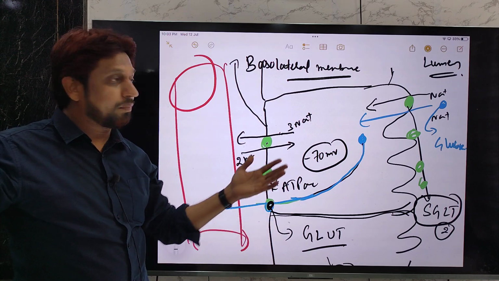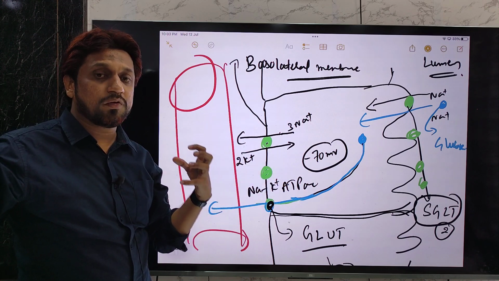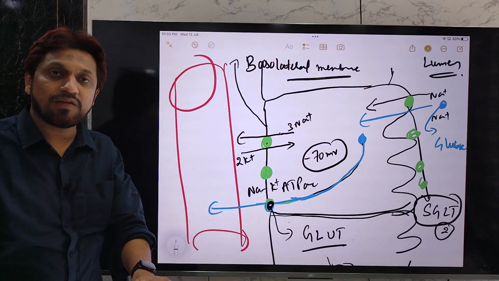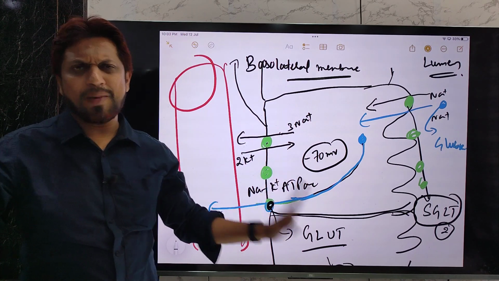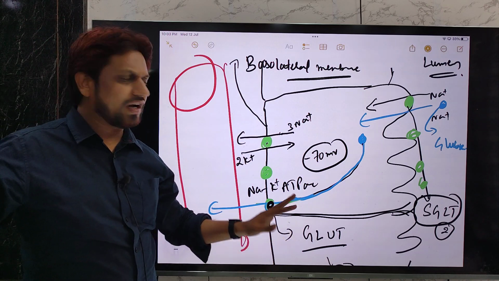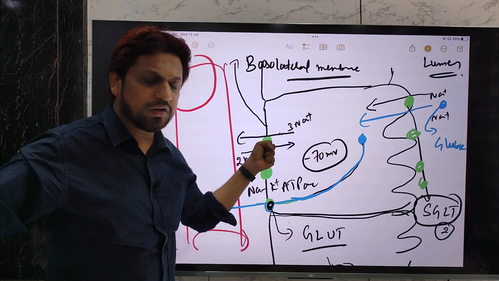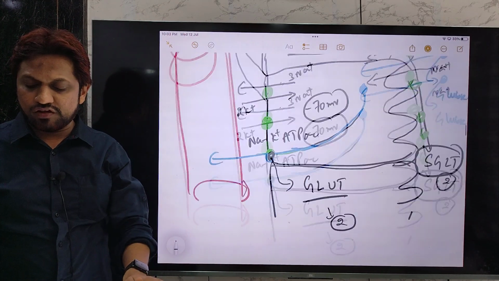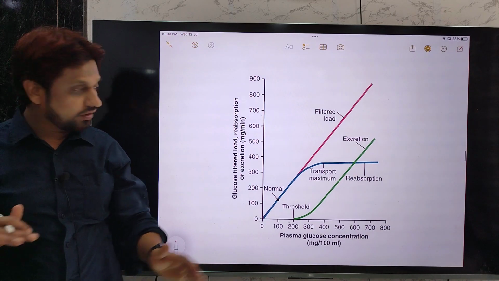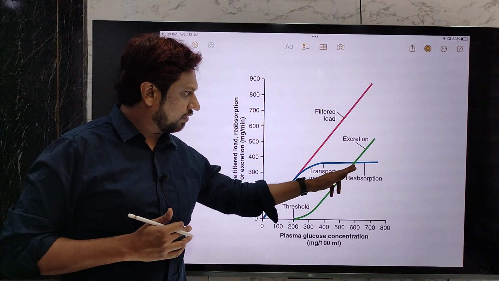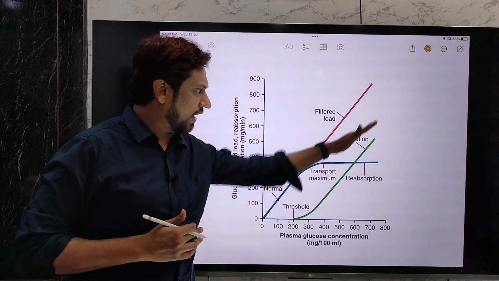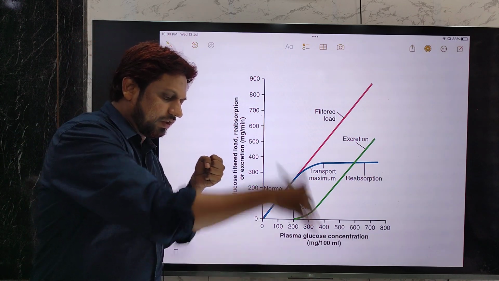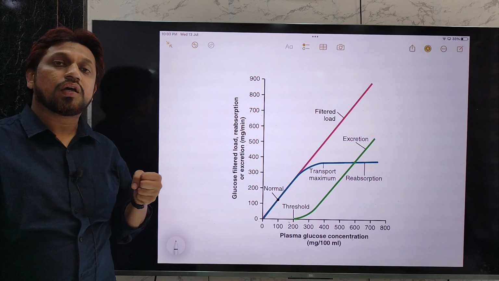First time they will appear, but still a few nephrons will be functioning and trying to reabsorb. But at the level of 375 milligram, all the nephrons, that is the maximum limit, will get saturated, and after that whatever glucose is coming cannot be reabsorbed and will appear in the urine, or get excreted. After 375 mg, the excretion will have a parallel line with the filtered load. The capacity is saturated, so everything is coming into the urine.